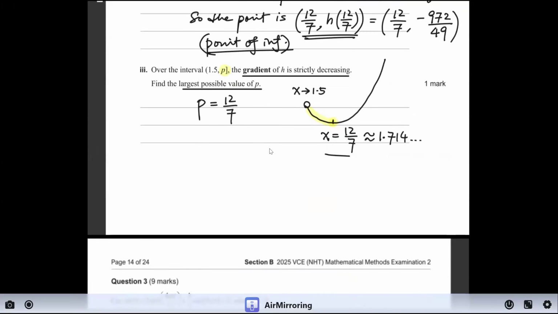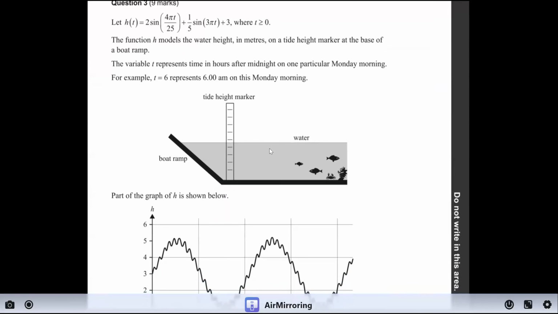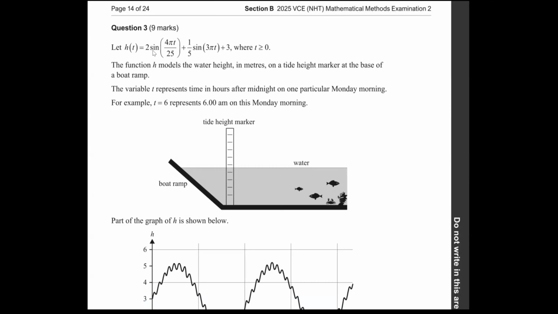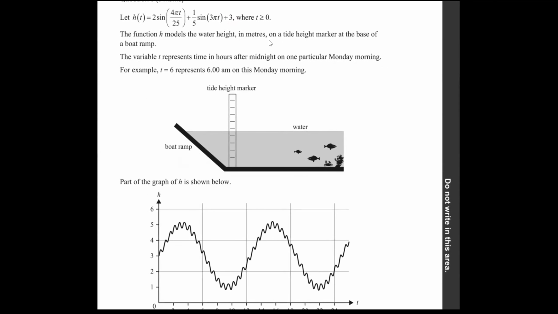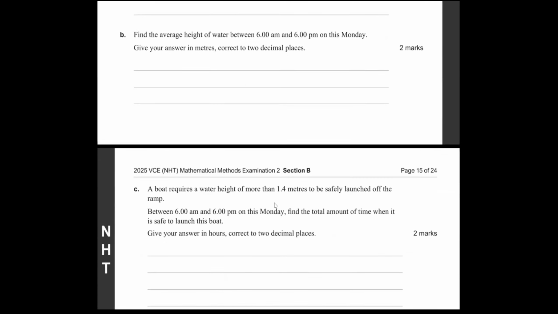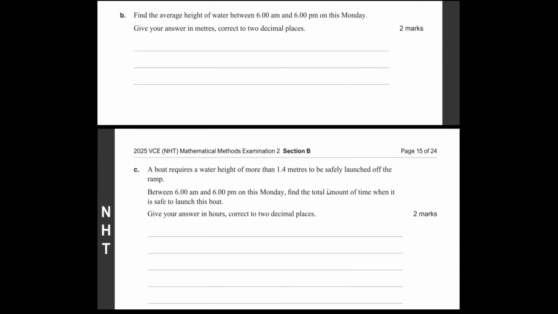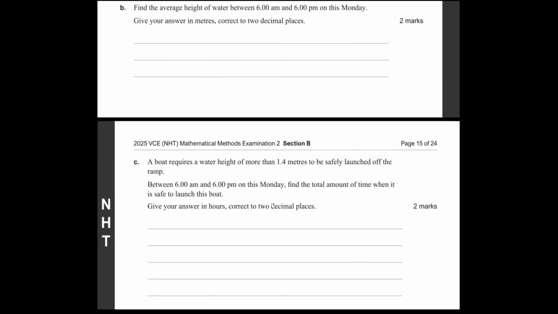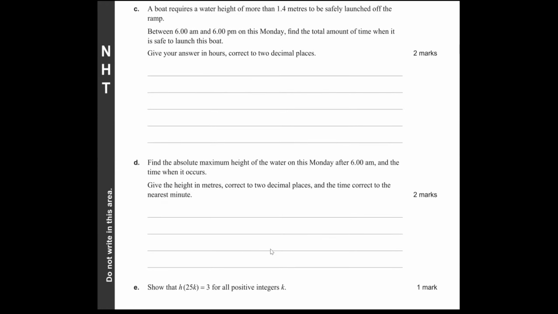Anyway, this is question 2. Oh, yeah, next page is question 3. Let h of t be 2 sine(4 pi t over 25) plus 1/5 sine(3 pi t) plus 3, t greater than or equal to 0. The function h models the water height in meters on the tide height marker at the base of a boat ramp. The variable t represents the time in hours after midnight. T equals 6 represents 6 a.m. So find the water height, find the average height, and the total amount of time height is more than 1.4. These three parts are very doable in my opinion.